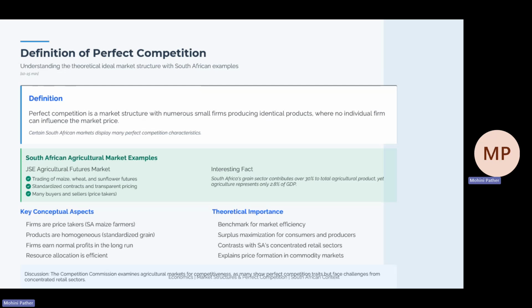Okay, so the South African agricultural market, if they're trading maize, wheat, sunflower futures, there are standardized contracts and it's transparent pricing. Anybody can buy from anyone. There are many buyers and sellers, and everyone is a price taker. Just an interesting fact, the grain sector in South Africa contributes about 30% to our total agricultural product, but it only represents about 2.8% of our GDP.